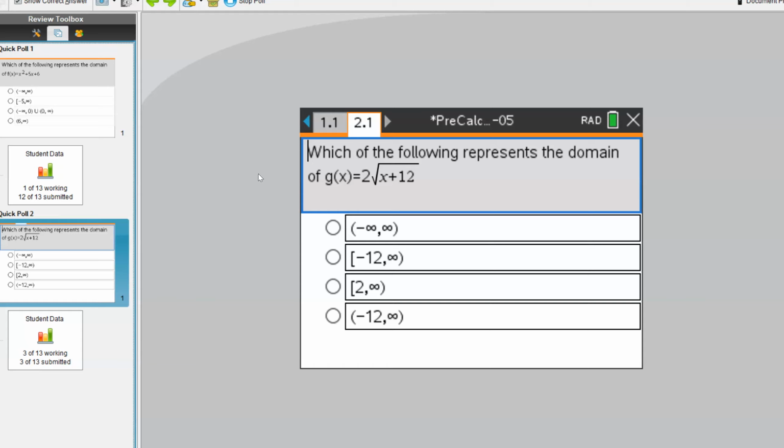Why is it 12 and not 2? Because the 2 has nothing to do with it. The 2 out here, all it does is stretch it vertically. It has nothing to do with horizontal. It's the last one. I think it's the second one. It's the second one, the bracket.